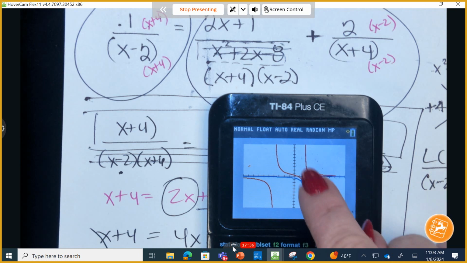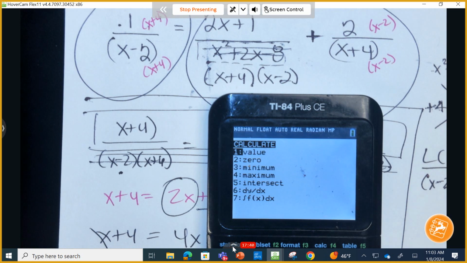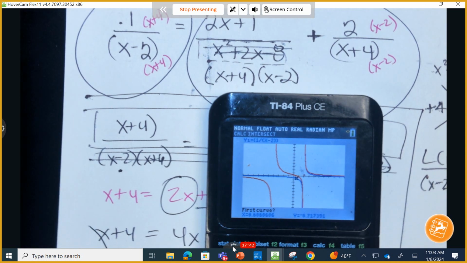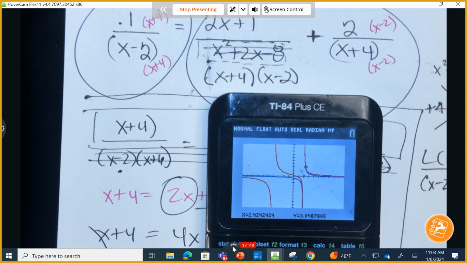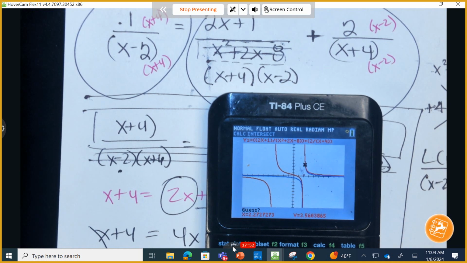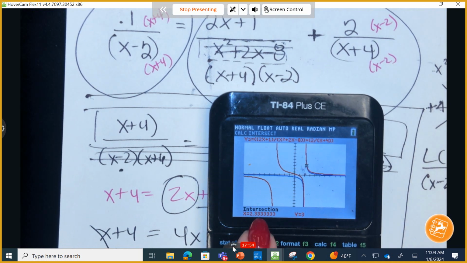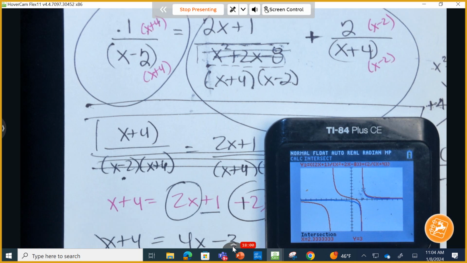So it appears to intersect in this region right here, where it almost looks like they're over the top. I'm going to go second trace, find the intersection, and I'm going to move to that side where it appears to intersect. Enter, enter, enter. Oops, sorry, here. I did it one too many times. Enter, enter, enter. Here's my answer, 2.3 repeating. And remember, we already determined that 7/3 was the same as 2.3 repeating.